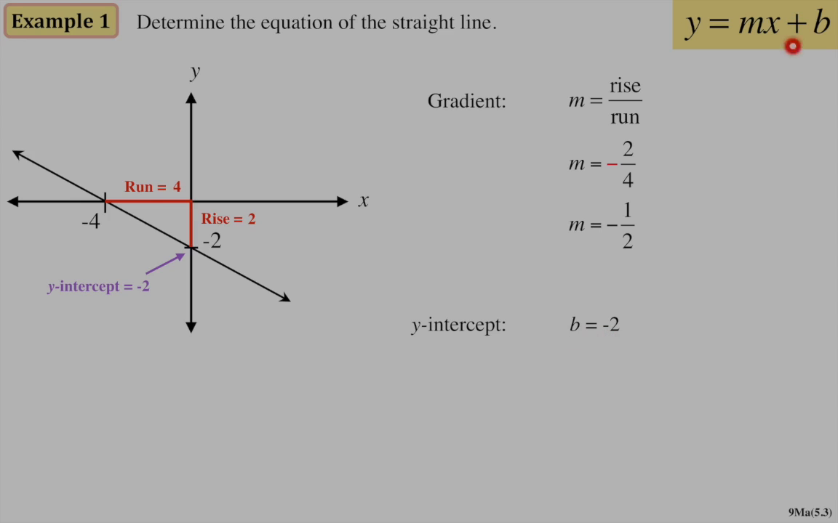Let's break out our formula now. The equation of the line is y equals mx plus b. Well, I know m, it's minus a half. I know b, it's -2. So the equation of the line becomes y equals minus a half x plus -2, which is just the same as minus 2.